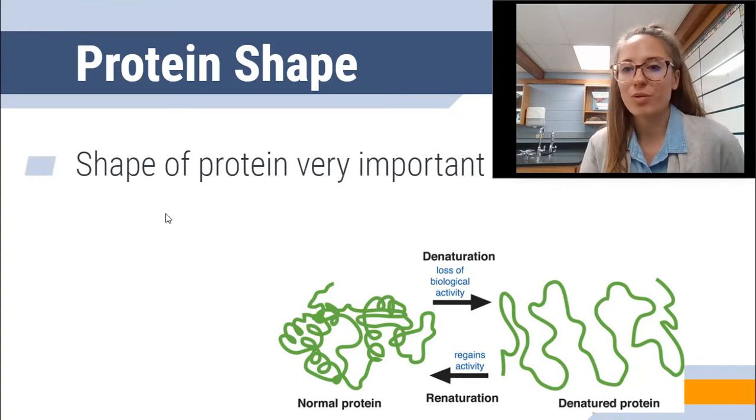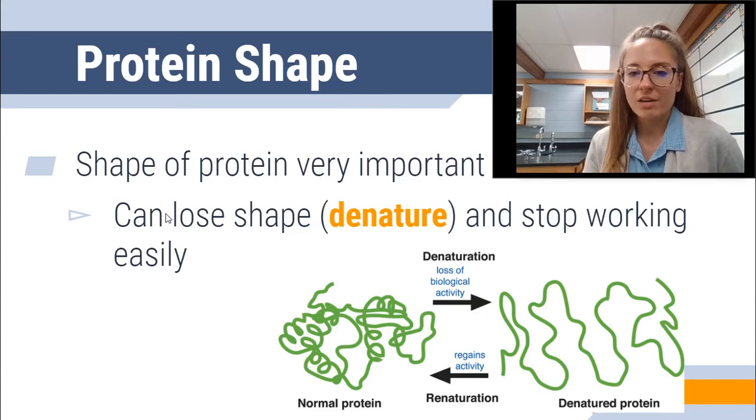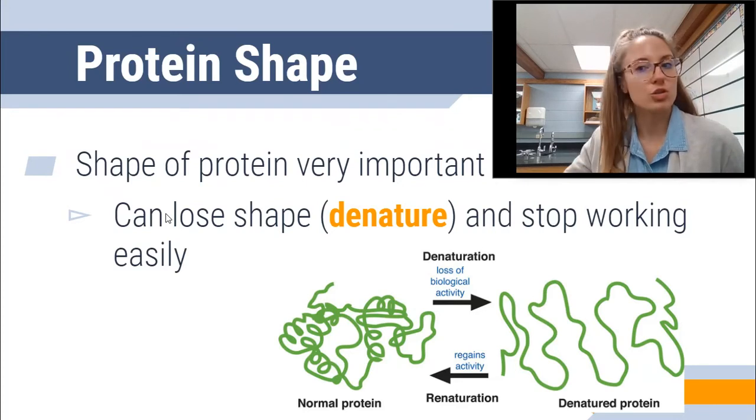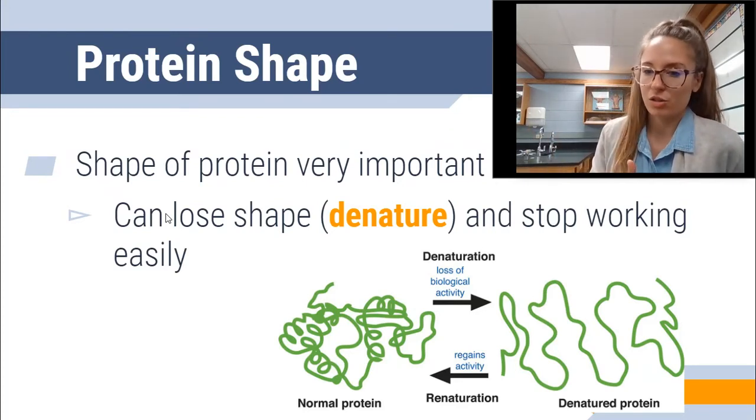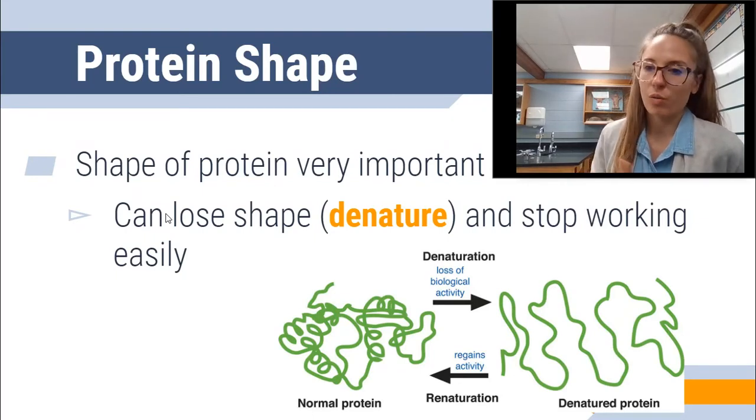Now, the shape of a protein is super duper important. A normal protein that is functioning is going to have a very specific shape. If that protein were to lose its shape, which is also known as denaturing, it is going to stop working. If we can get that denatured protein to regain its very specific shape, it can start working again.